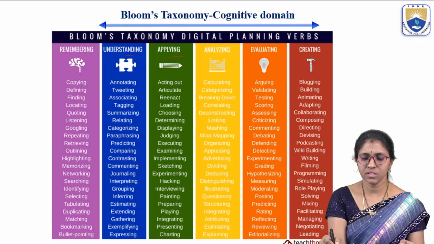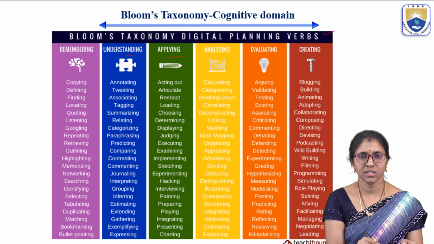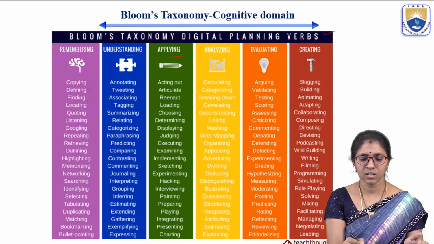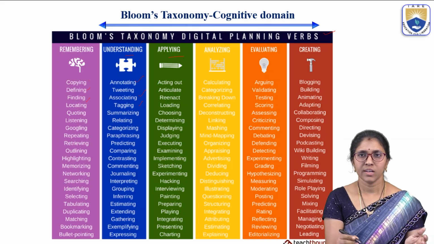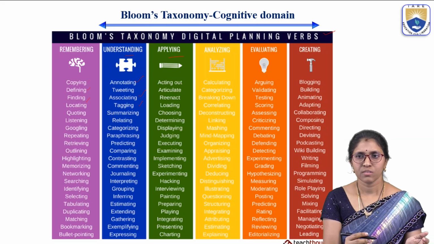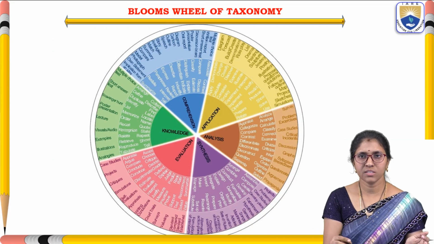These are verbs that come under different stages of Bloom's taxonomy. For remembering, some verbs are defining, finding and so on. For understanding, some verbs are associating, tagging and so on. Like this, we have different verbs under different stages of Bloom's taxonomy. Here is another representation of Bloom's taxonomy with verbs and teaching strategies and pedagogies.